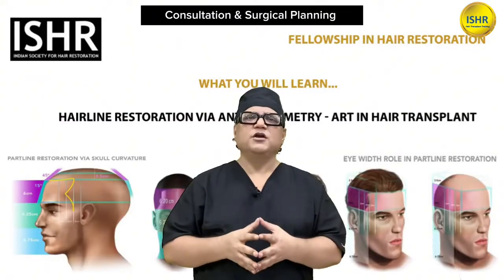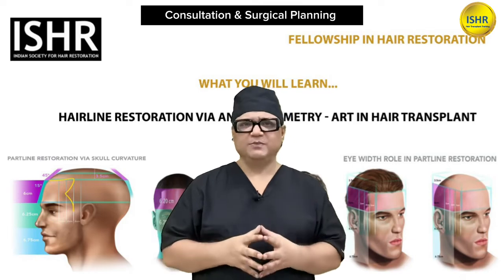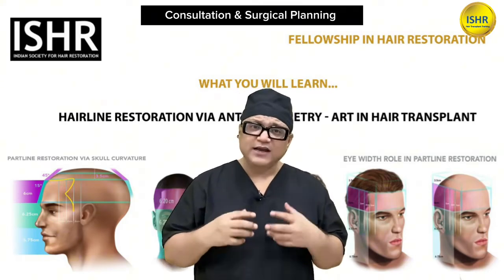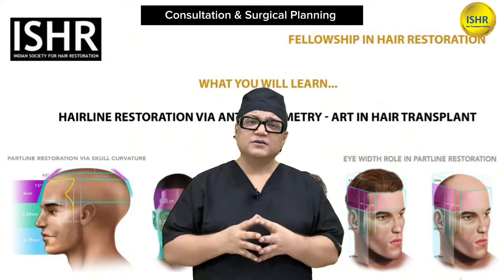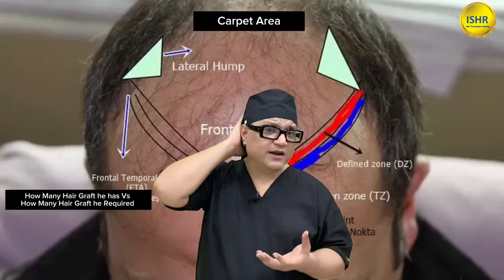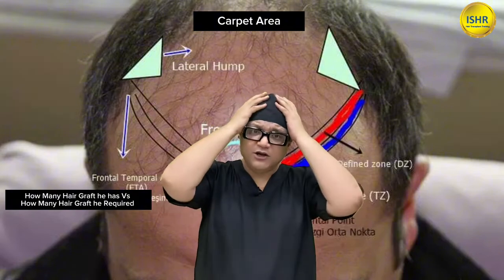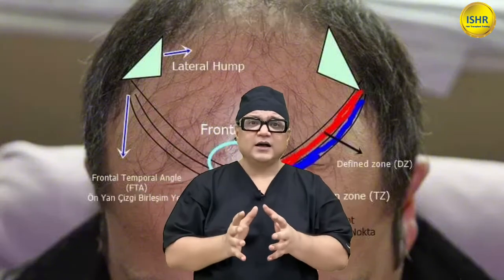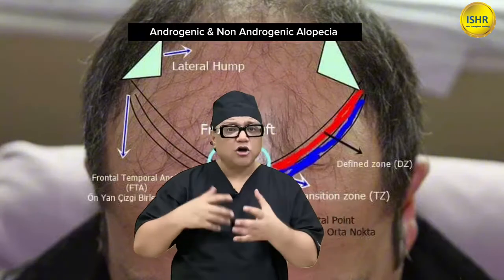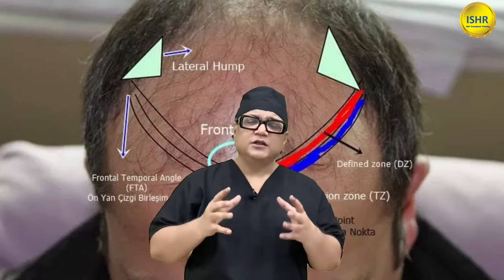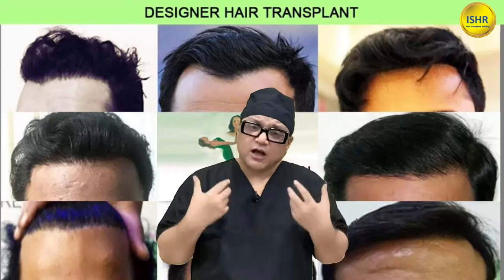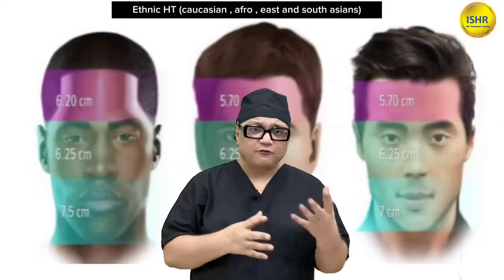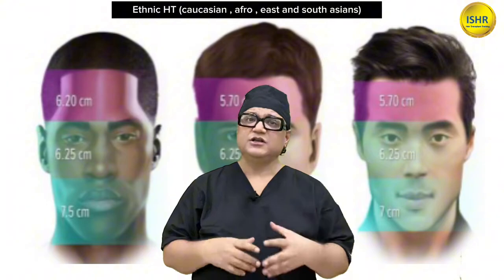First and foremost, we're going to start with consulting a hair transplant patient, finding out what the indications and contraindications for hair transplant are. Then we are going to discuss how to find out how many hair grafts he has, how many hair grafts he requires, and whether he has androgenetic alopecia or non-androgenetic alopecia. Then we are going to discuss hairline design as per his age, height and ethnicity. He's Afro, he's Caucasian, he's Asian, he's Indian. So we're going to draw his hairline.